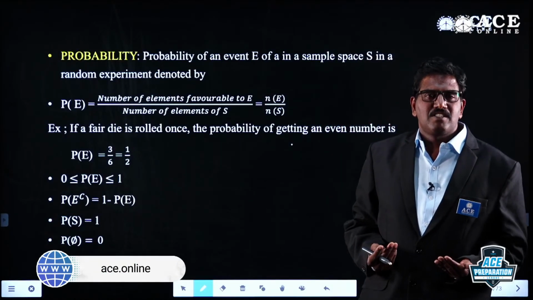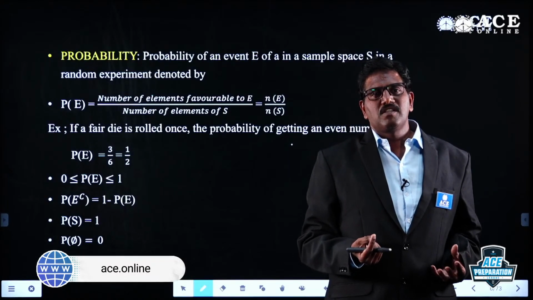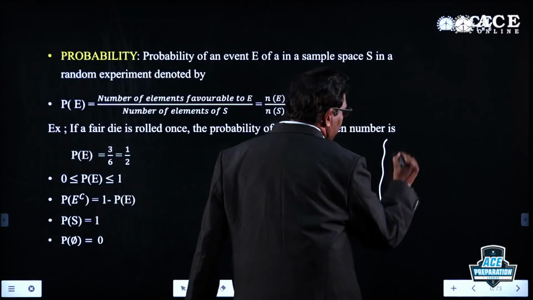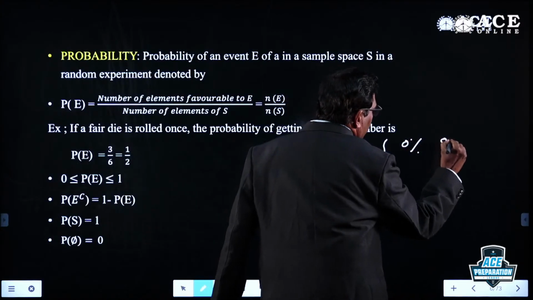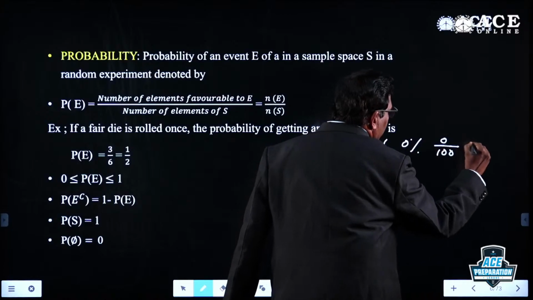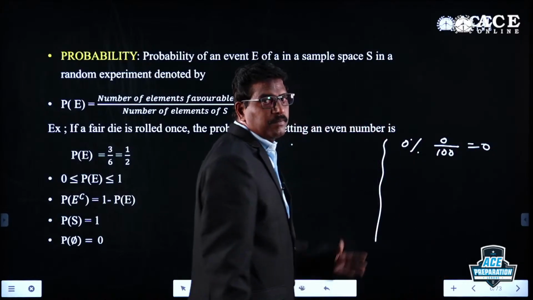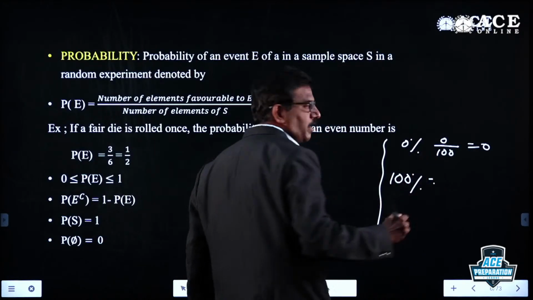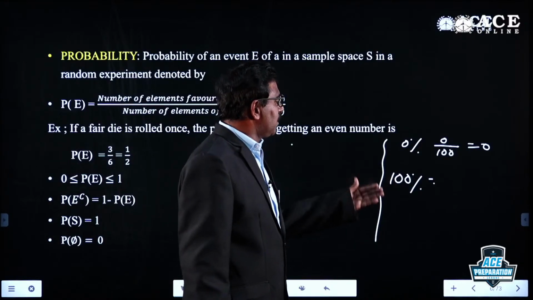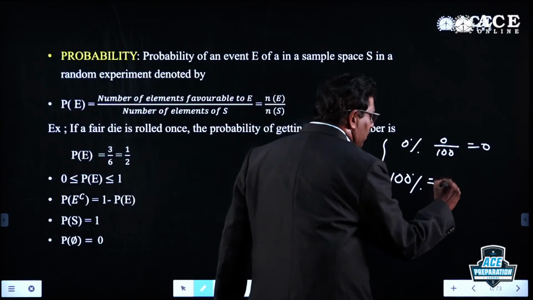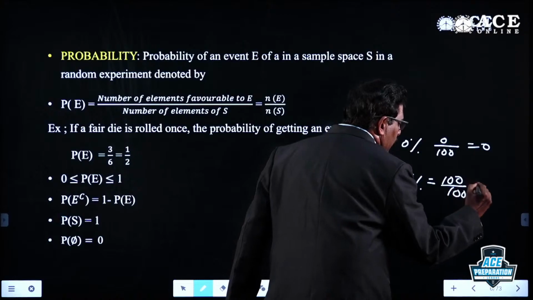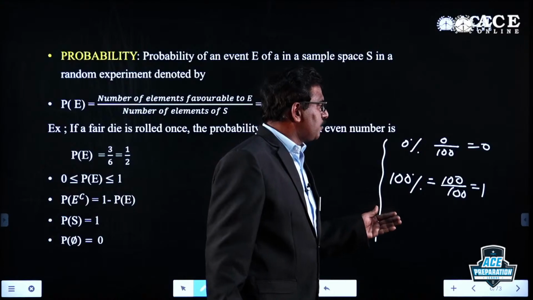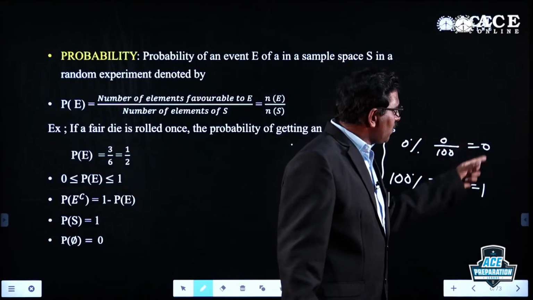Probability means chance. Generally, what is the minimum possible chance? 0%. 0% means 0 per 100, which is 0. What is the maximum possible percentage? I will come to it. Generally we use these sentences: 100% means 100 per 100, which is 1. Very clear. So the chance oscillates between 0 and 100%, which means the probability is always between 0 and 1.